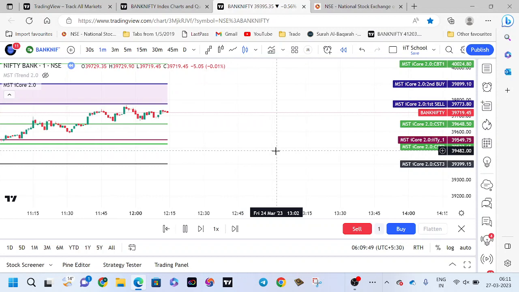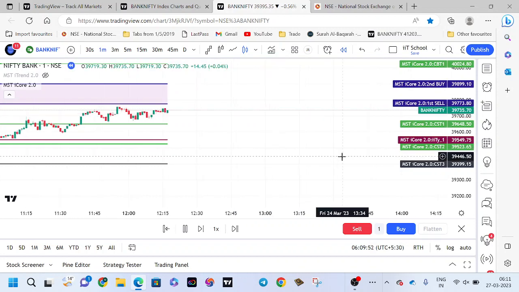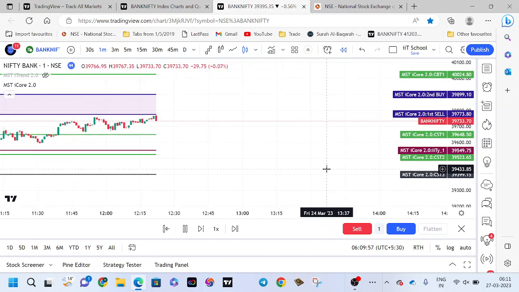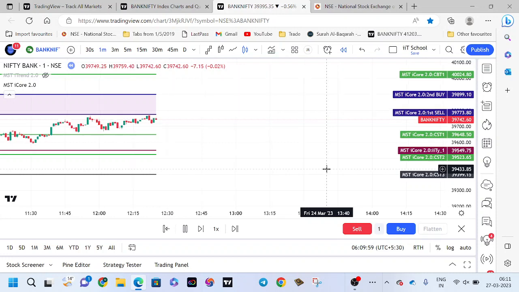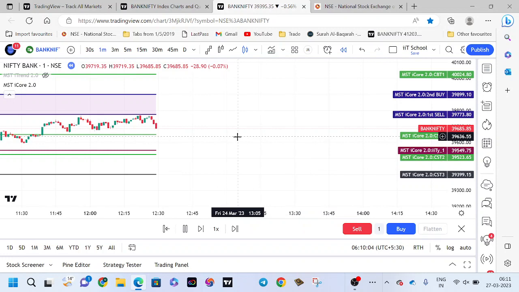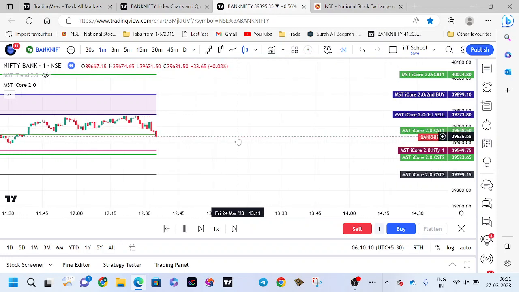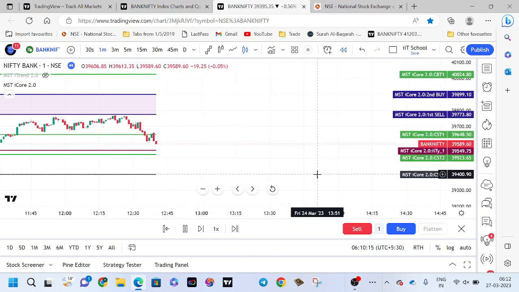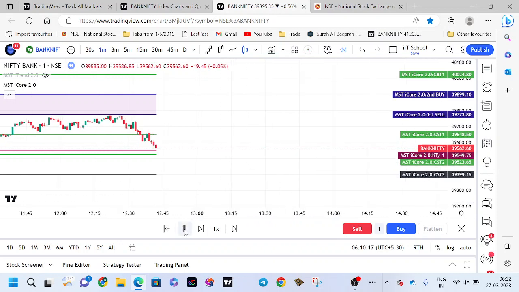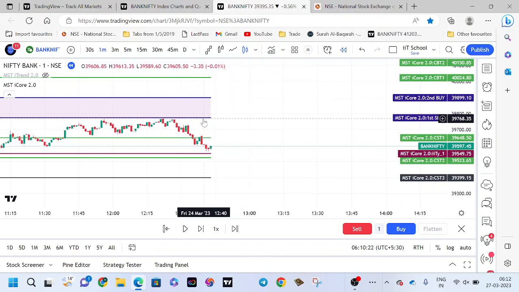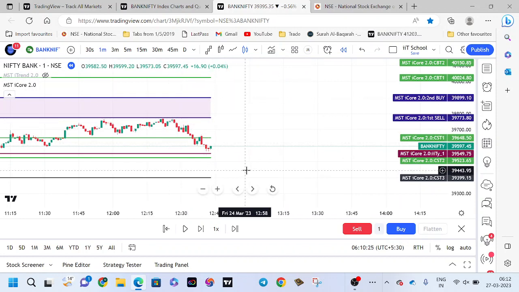The market is trading in a bearish mode. All other indicators will be in a bullish mode, but our MST iCore 2.0 is clearly showing you the sell trend. And the first target is hit. Now you may have a doubt: after the first target, what do you have to do? Revise the stop loss to cost and wait for more targets.